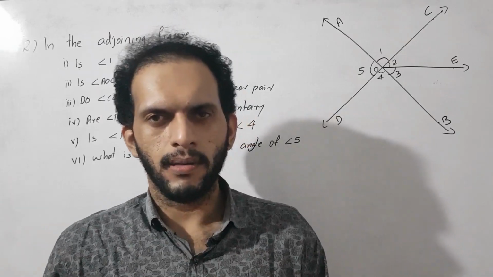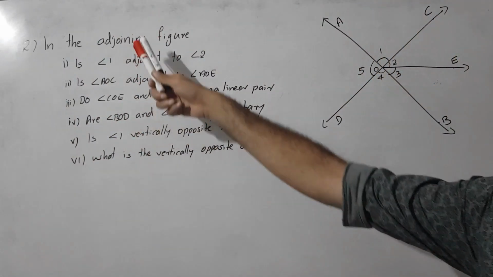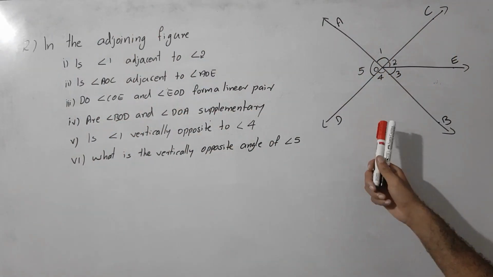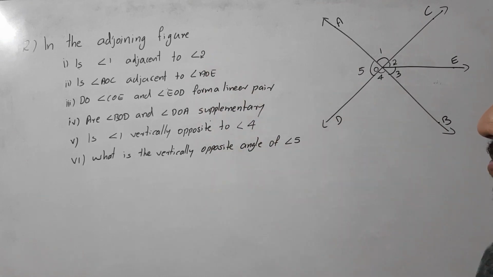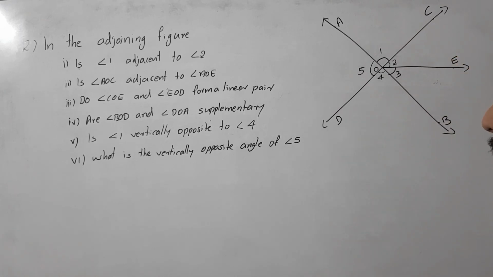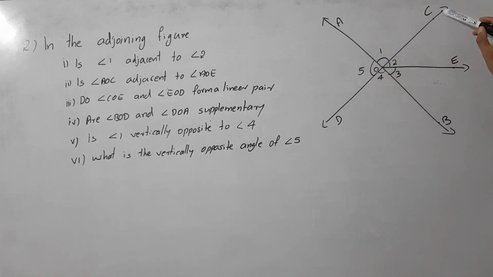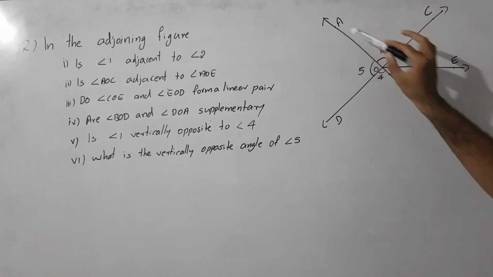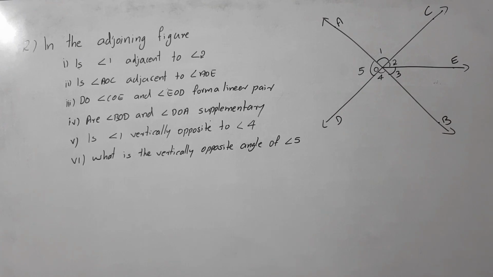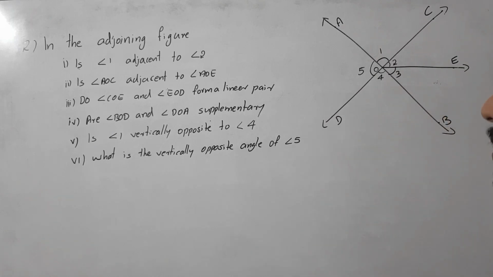Our next question is like this. In the adjoining figure, we have the sixth question. In the adjoining figure means in this figure, based on this figure we have six questions. What is the first question? Is angle 1 adjacent to angle 2? Second question, is angle AOC adjacent to AOE? Third one, do angle COE and EOD form a linear pair?